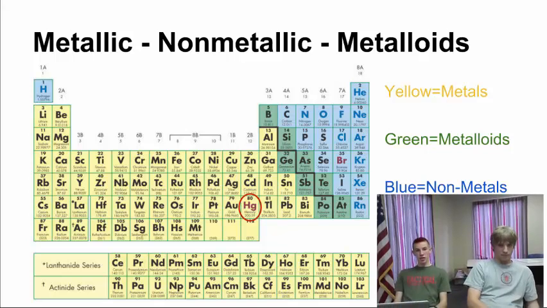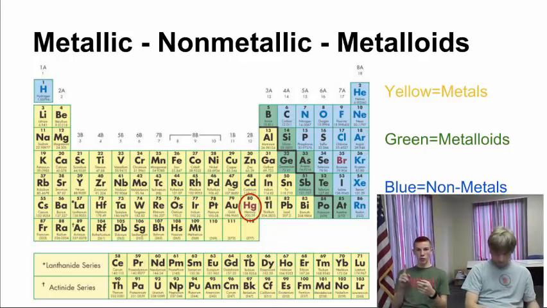And so, as you can see, the modern periodic table is organized not by mass or by triads, but by atomic number, and also by whether an element is a metal, a non-metal, or a metalloid.